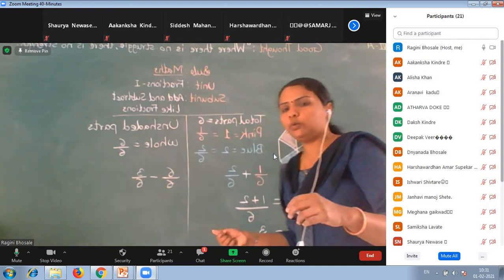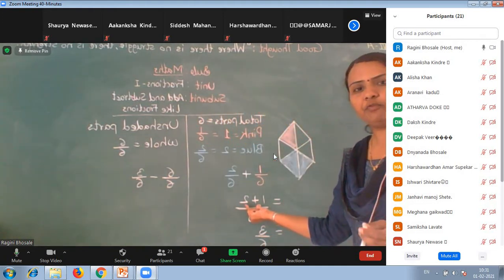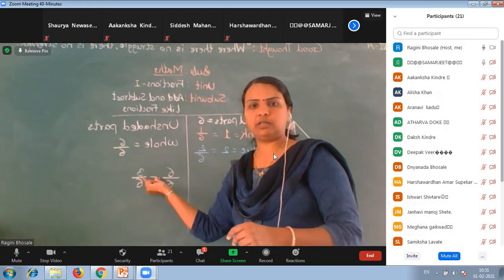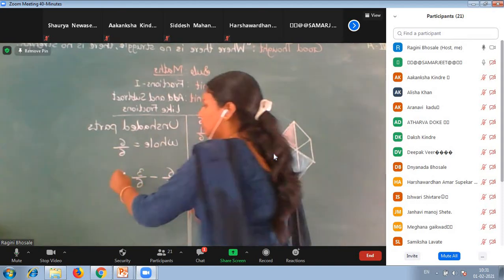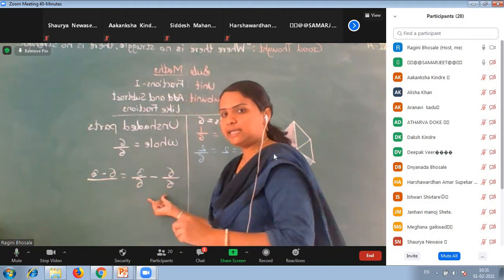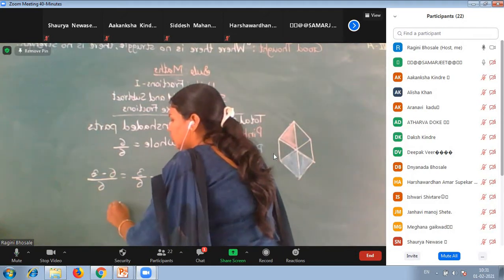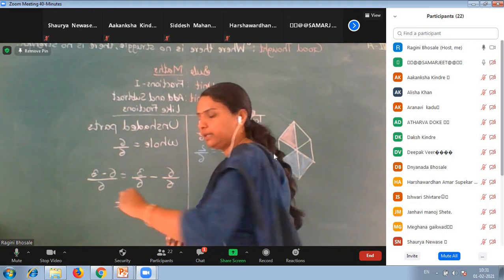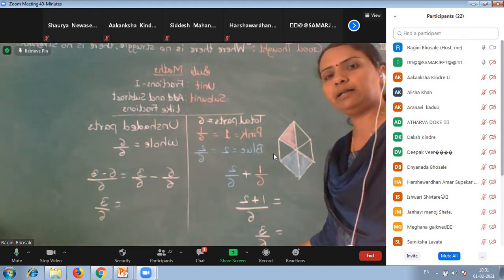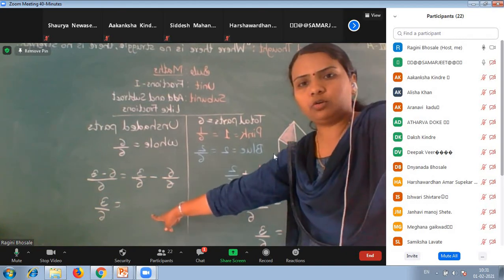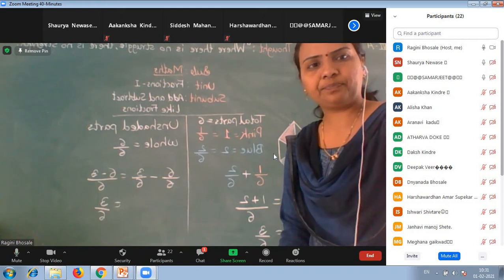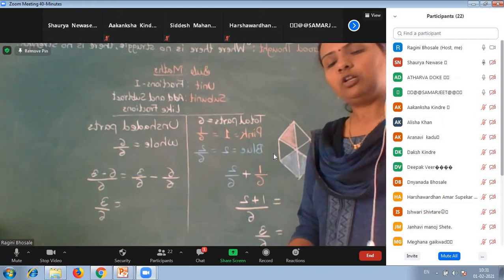While doing the addition, what did we do here? We did numerator addition. Here also, while doing the subtraction, we are going to use numerators only. So we do 6 minus 3 upon the same denominator, that is 6. So we get the answer 6 minus 3, that is 3 upon 6. That means we have shaded part 3 upon 6 and unshaded part also 3 upon 6. Got it everybody? Yes, ma'am.